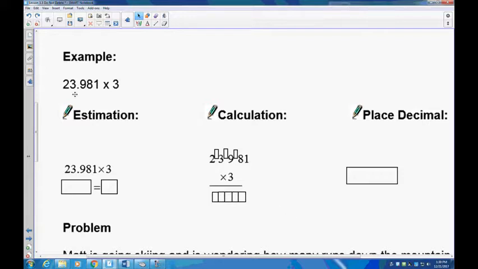All right, well, let's take a look at our estimation. My 23.981 times 3, I'm going to change that to 25 times 3, and 25 times 3 is 75. Okay, now let's do our calculation.